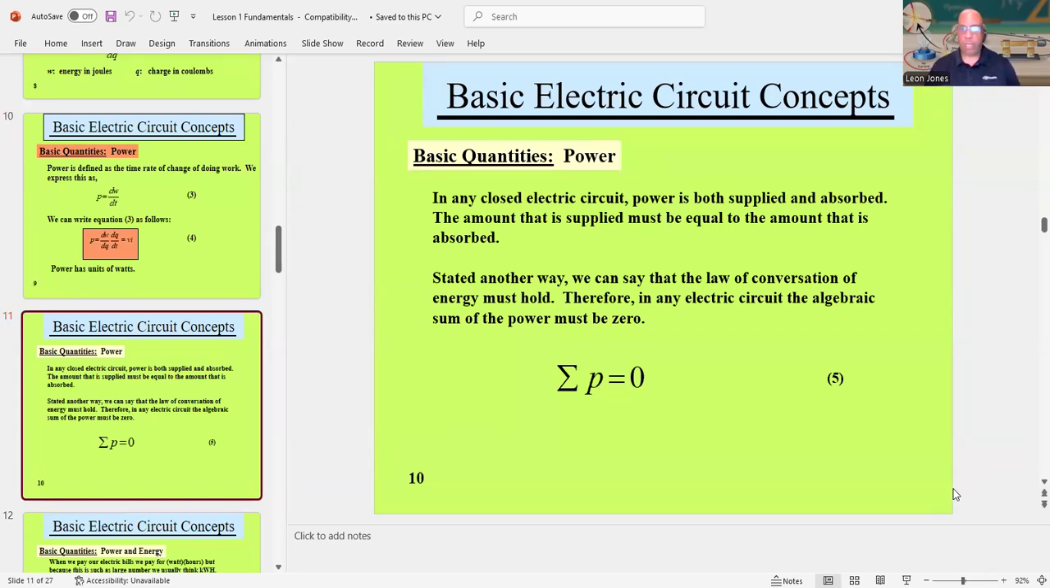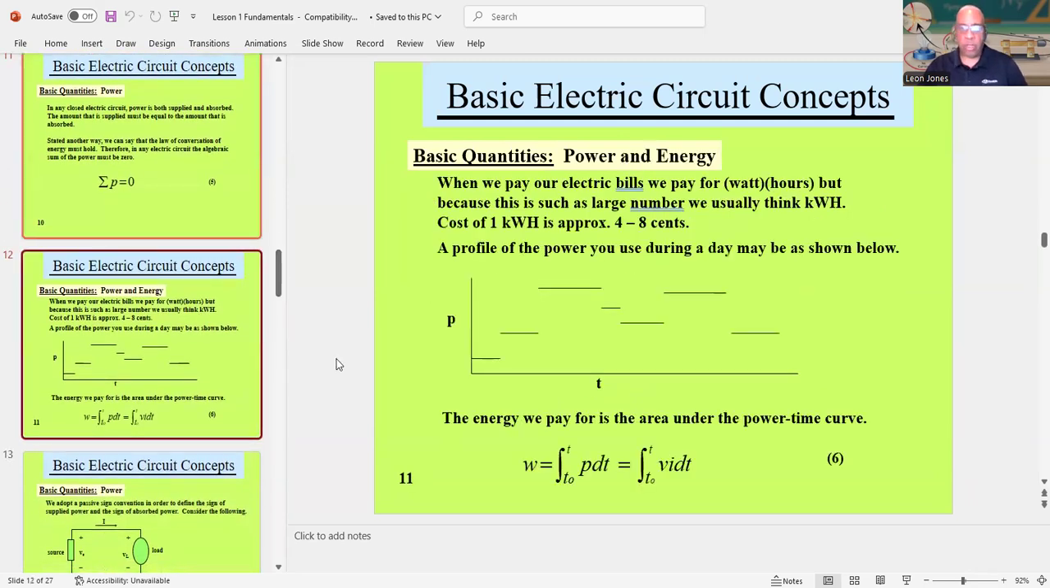In statics, if I apply 200 pounds of force going down, in order for the force to equal zero, I have to apply 200 pounds of force going up. Well, it's the same thing with an electrical circuit. So if I supply 10 watts of power, in order to get zero, I have to absorb 10 watts of power.